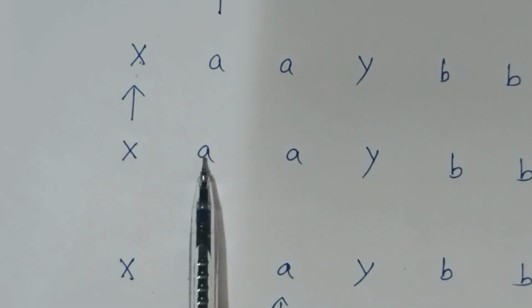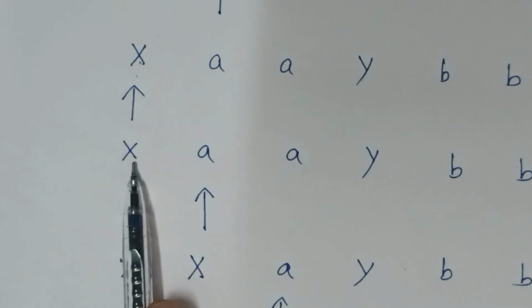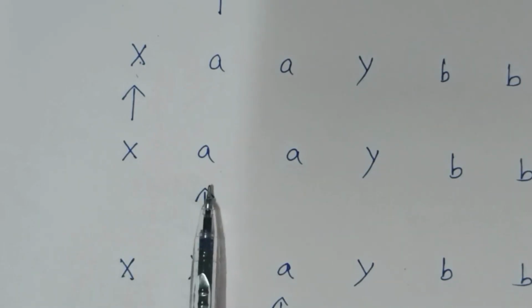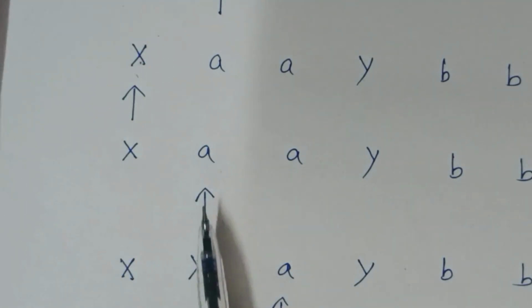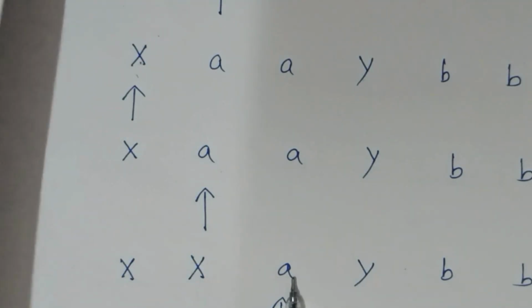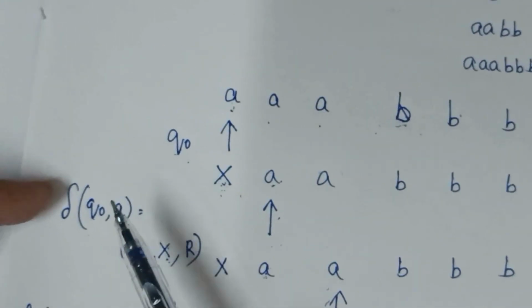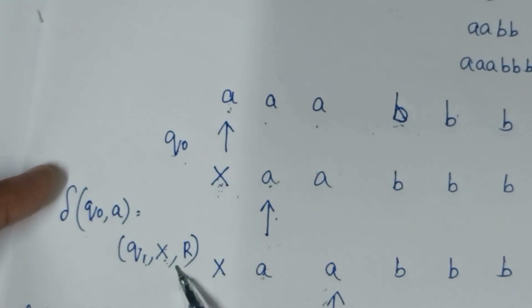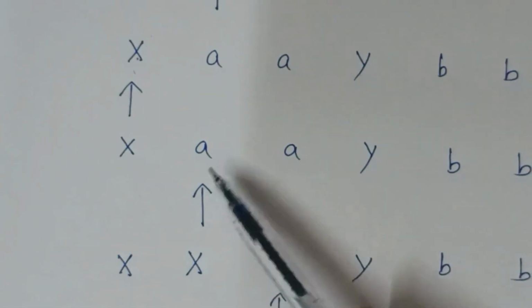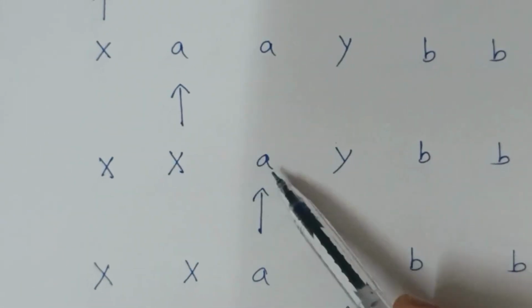So we will write Q0, X and move to right. Now where are we? Q0. Q0 on A, replace A with X and move to right. Same task that will be performed by this function. Q0 on A, replace that with X and Q1 XR. So same action will be performed. Replace A with X and move to right.